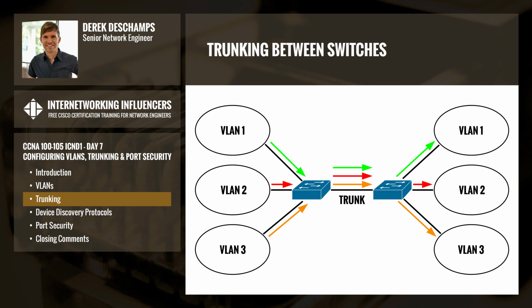For example, if we have VLANs 1, 2, and 3 on one switch, and VLANs 1, 2, and 3 on a second switch, we can connect the two switches with a trunk. This allows traffic from all three VLANs to be carried across a single link. Now hosts in a single VLAN on one switch can communicate with hosts in the same VLAN on the second switch.